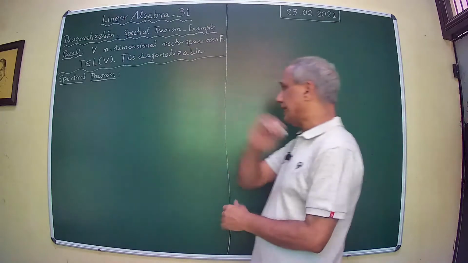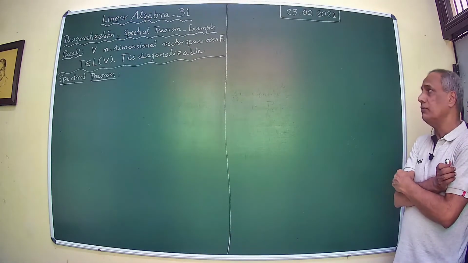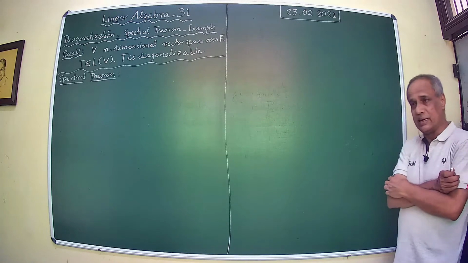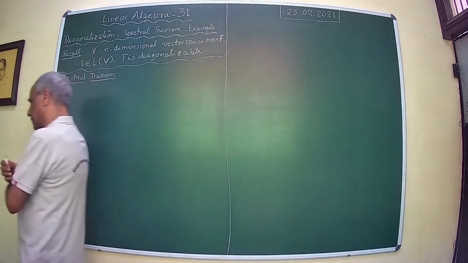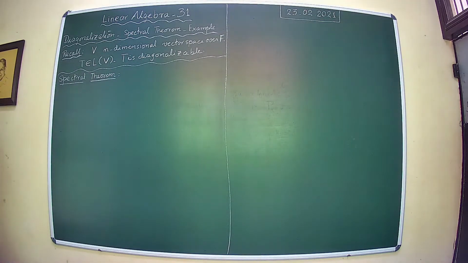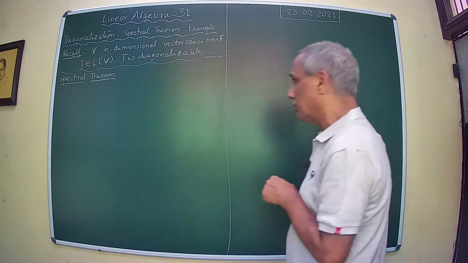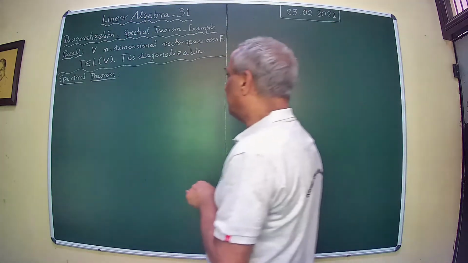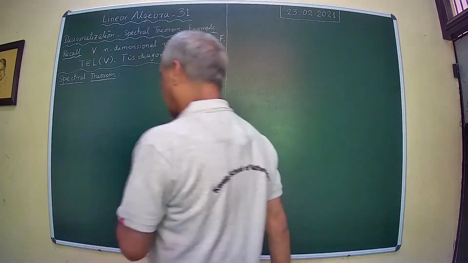So let me state the theorem first, and then we would look at an example which will give a lot of insight into the intricacies of the computations. So let me write down what the theorem is all about. So the basic conditions are given here. I am assuming T is diagonalizable.